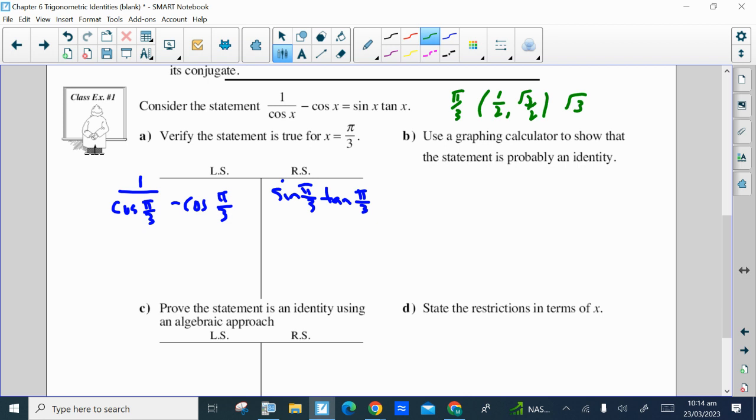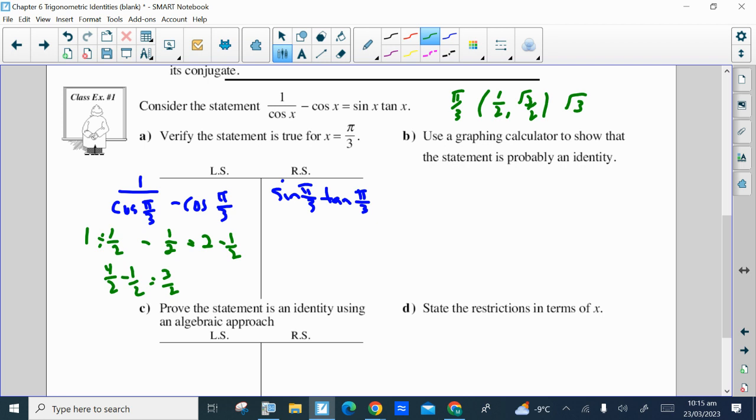So the cosine of pi on 3 is 1/2. So that first term will be 1 divided by 1/2 minus the cosine of pi on 3, which is, again, 1/2. Dividing by a fraction is the same as multiplying by the reciprocal. So this first part would be 1 times 2 over 1, or 2, minus 1/2. And 2 is 4/2 minus 1/2, which is 3/2. So that's what the left side works out to, 3/2.